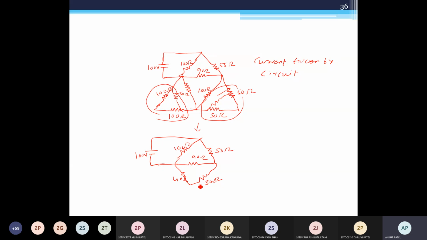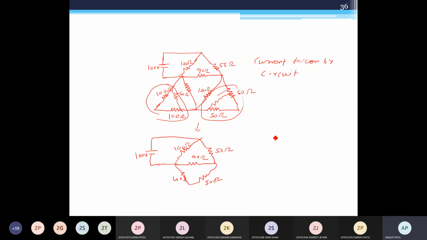So this 40 ohm and 50 ohm are in parallel or series? Series, because no any connection given between these two. So this is series. For 40 and 50, that is 90 ohm. So this 90 ohm and this 90 ohm in parallel, so answer is 45 ohm.